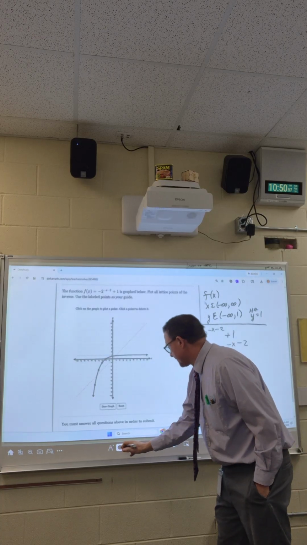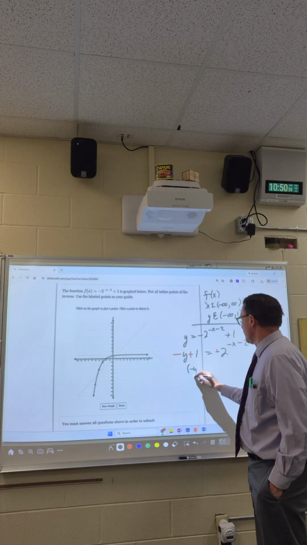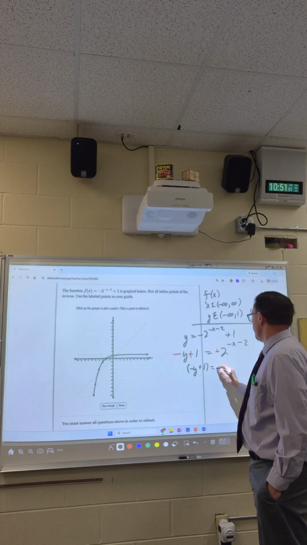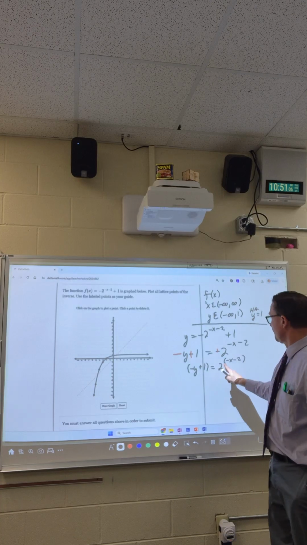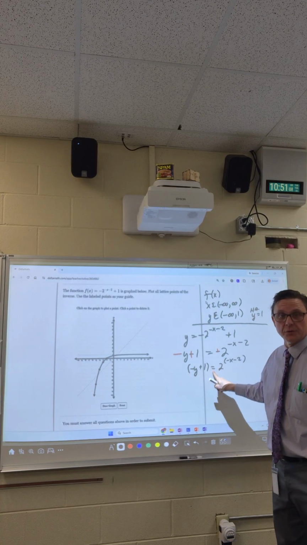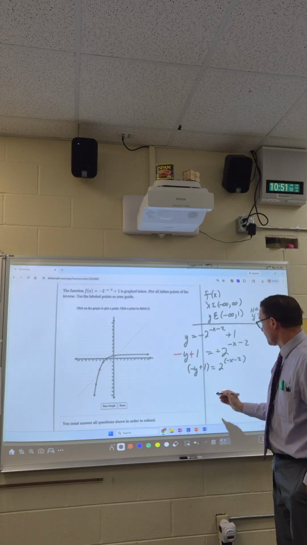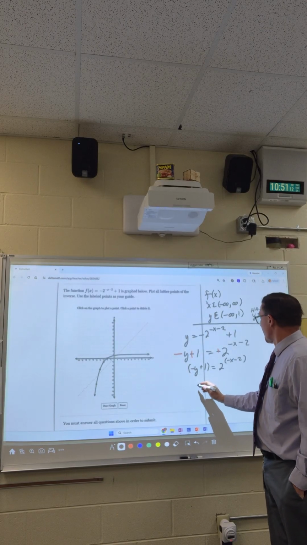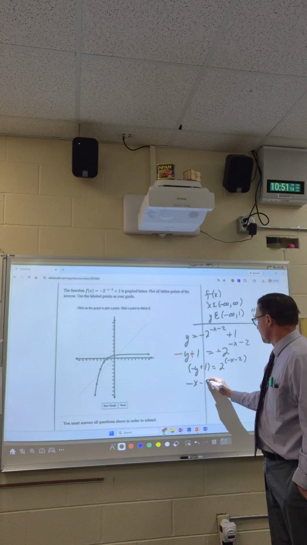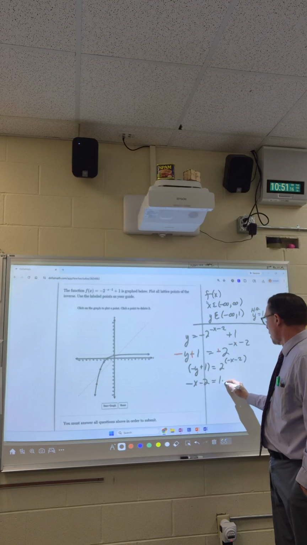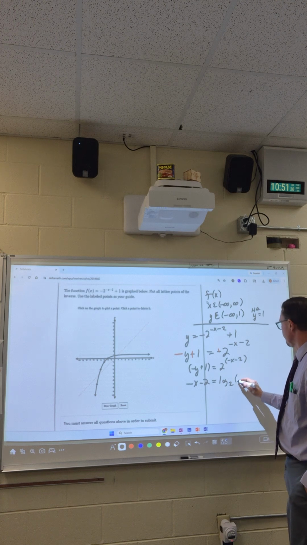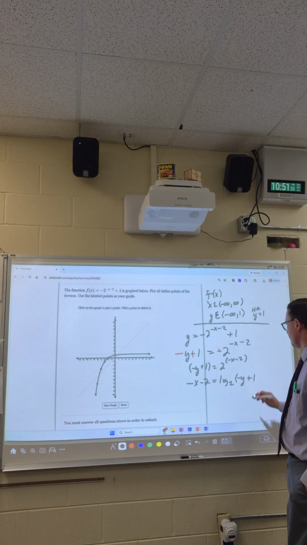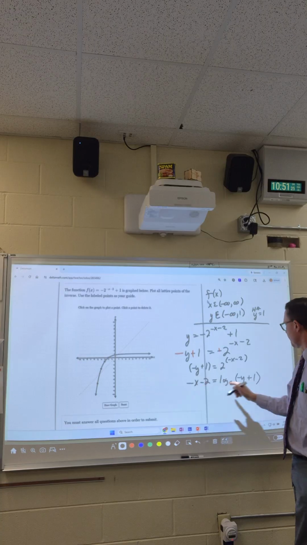And then when I rewrite this, I have -y plus 1 equals 2 to the negative x minus 2. 2 to the stuff equals n. 2 to the L equals n. We can rewrite this. So we can write -x minus 2 equals log 2. And then it's -y plus 1. I'm going to add the 2 over.